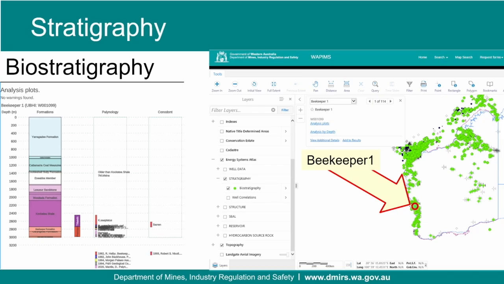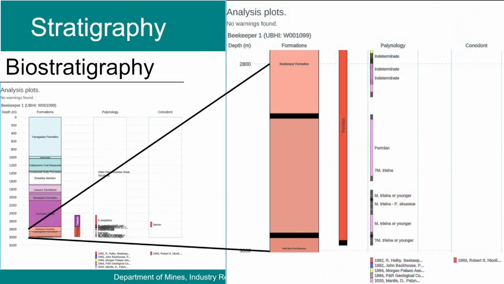Here's another example. Where there's a lot of information, it's all overlying and you can't read it, so the ability is there to zoom in, and you can then read the biostratigraphy of Beekeeper 1 at the base of that well.